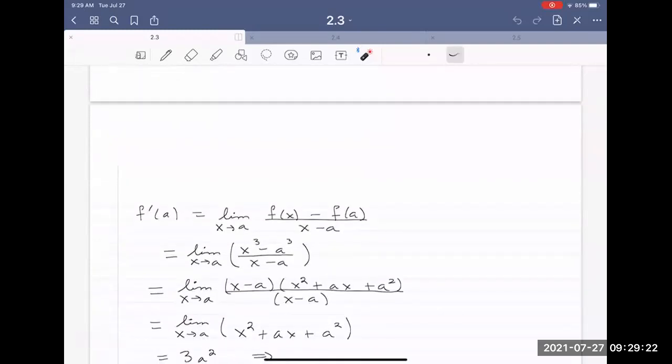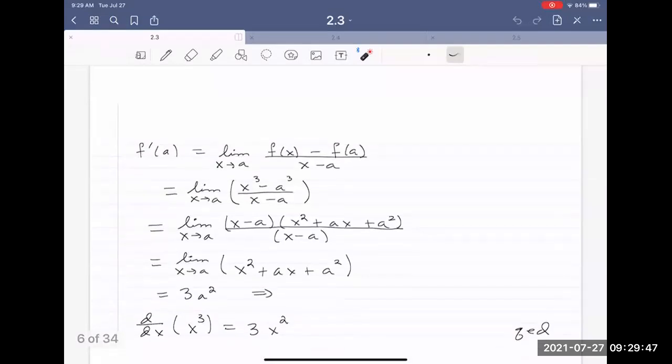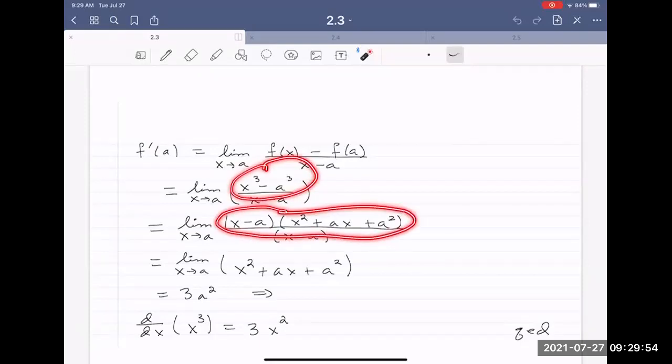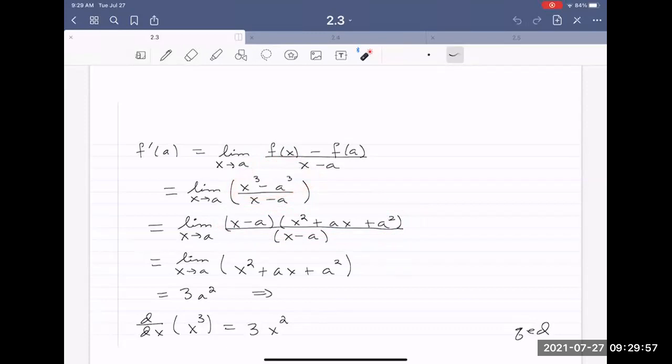the derivative of f at a is equal to the limit as x approaches a of f of x minus f of a divided by x minus a. So this is equal to the limit as x approaches a of x cubed minus a cubed over x minus a. Well, by the special product formula, the difference of cubes formula, x cubed minus a cubed is x minus a times x squared plus ax plus a squared.